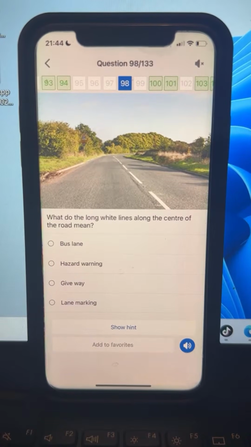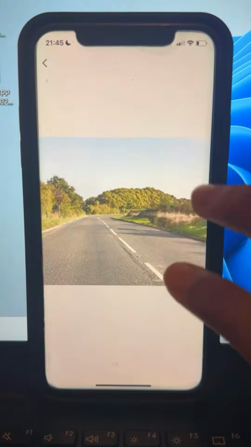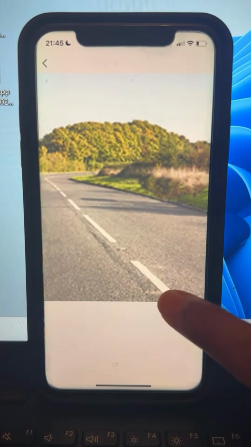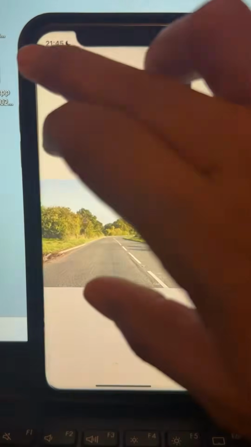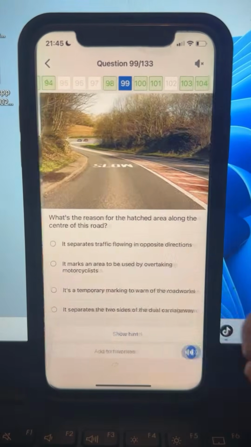Okay, what do the white lines along the center of the road mean? We have the same picture. Check how long the lines are compared to the gap. If the gap is shorter and the lines are longer, it will definitely be for a hazard ahead. They're warning you, be careful, there is a hazard ahead. In this picture we have a bend, but it could be a junction, a crossroad, a mini roundabout, or a roundabout. Just have a look and you will know. Hazard warnings, they call them.